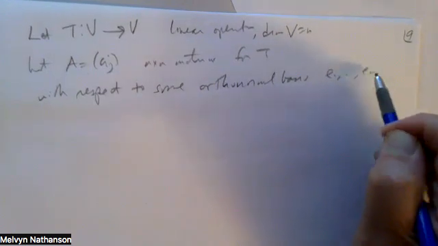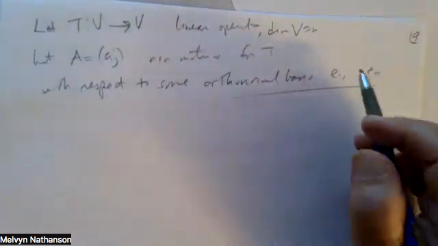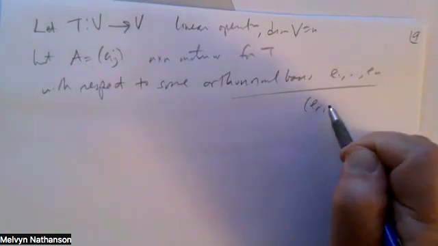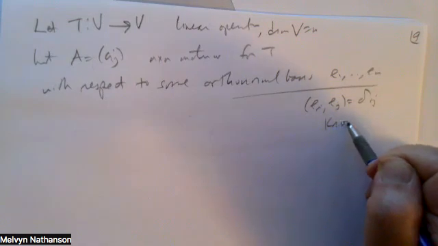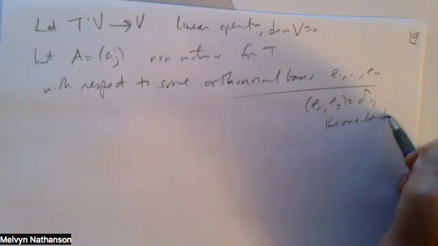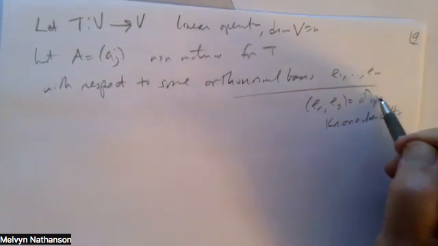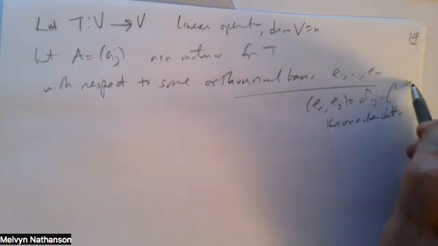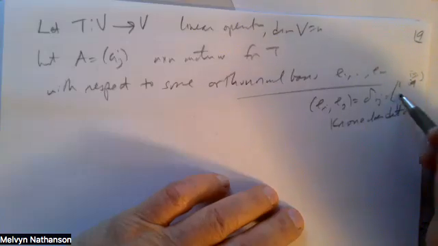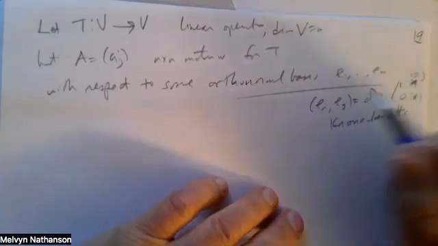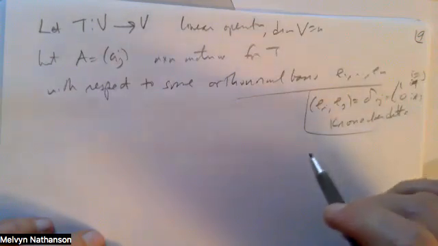E1 up to En. Orthonormal basis means that the inner product of EI and EJ is delta IJ, the Kronecker delta, which is 1 if I equals J, and 0 if I is not equal to J. We've seen that many, many times.